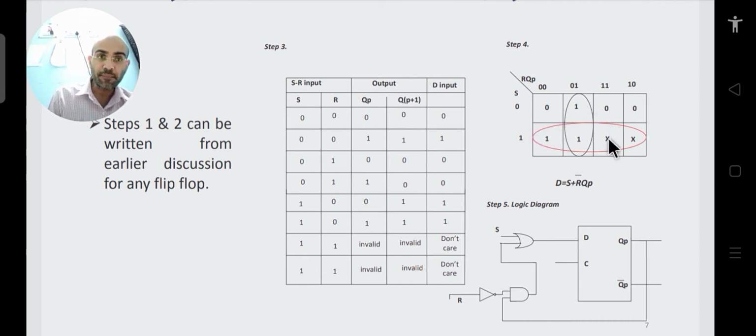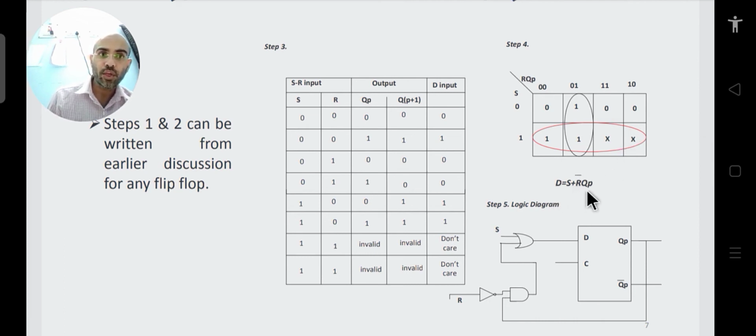Okay, which is this one, and the other pair you get. So for this, if you solve it and write the equation, your equation will be S plus R bar QP. For this quad, we get a single term which is S, whereas for the pair, we get the term R bar QP. So the whole term is this.